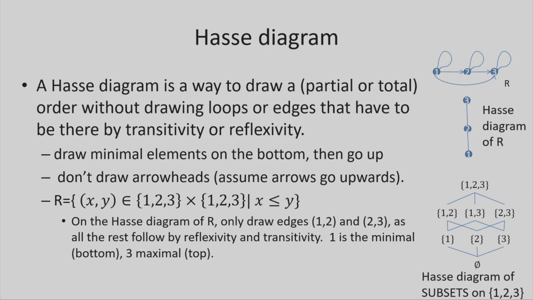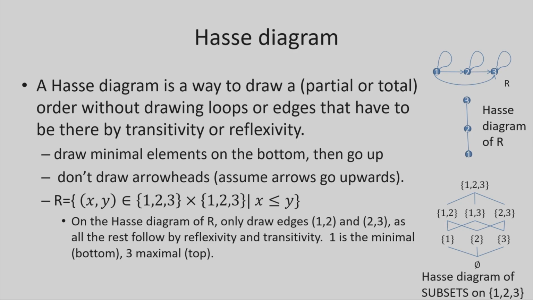It's a way of drawing an order when we don't draw the loops because we know they're there. We don't need to say it. And also, we don't draw any edges that are there because of transitivity. If we can get from 1 to 2 and from 2 to 3, well, we know it's an order, so we know there must be an edge from 1 to 3. We don't need to draw it. We could figure it out.